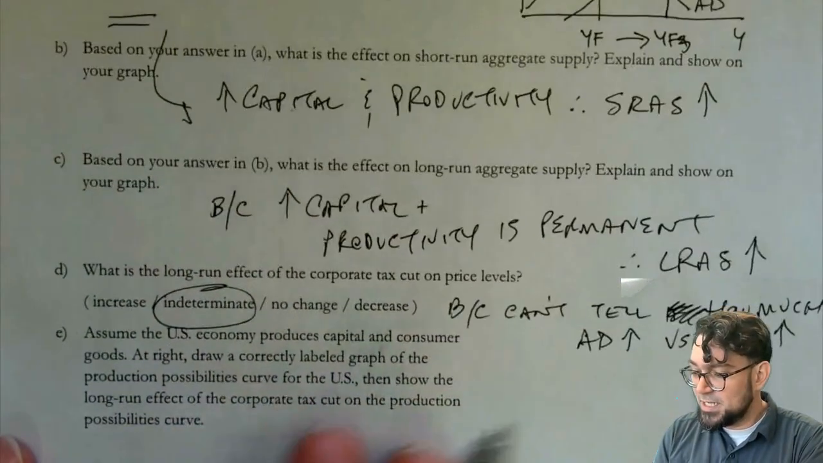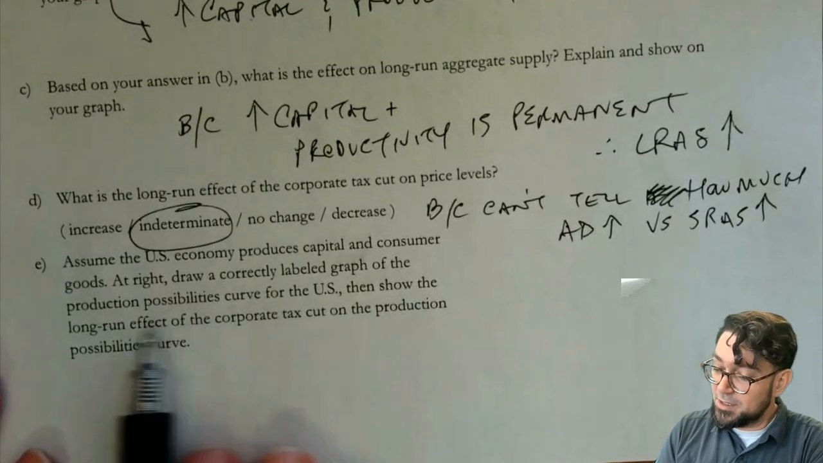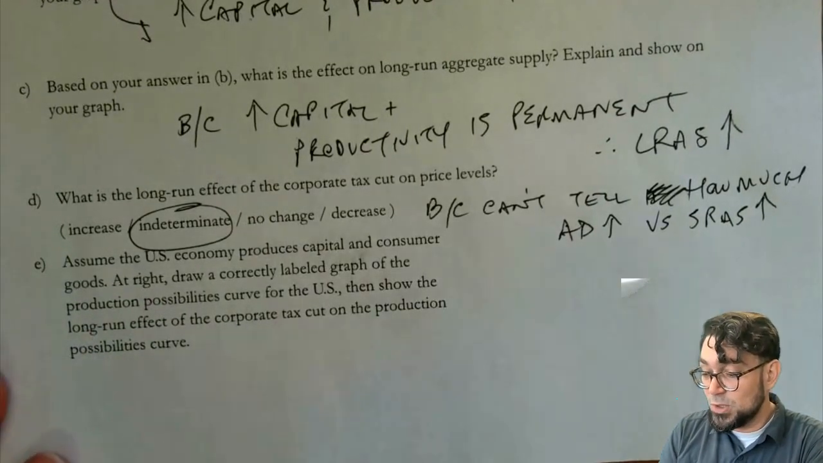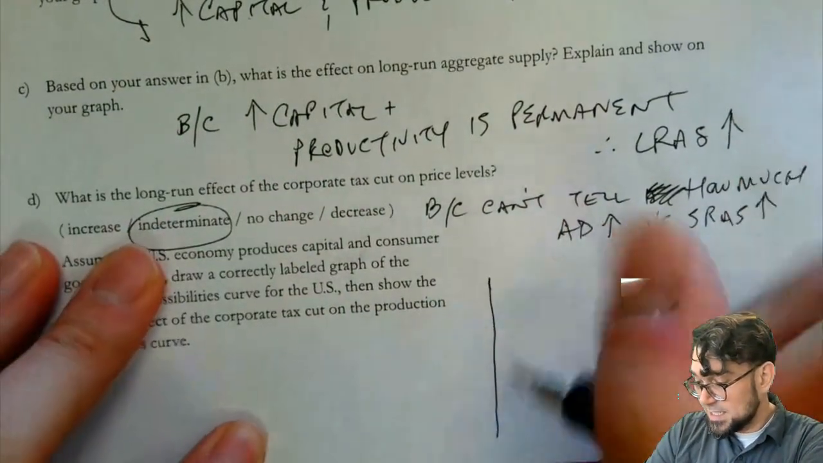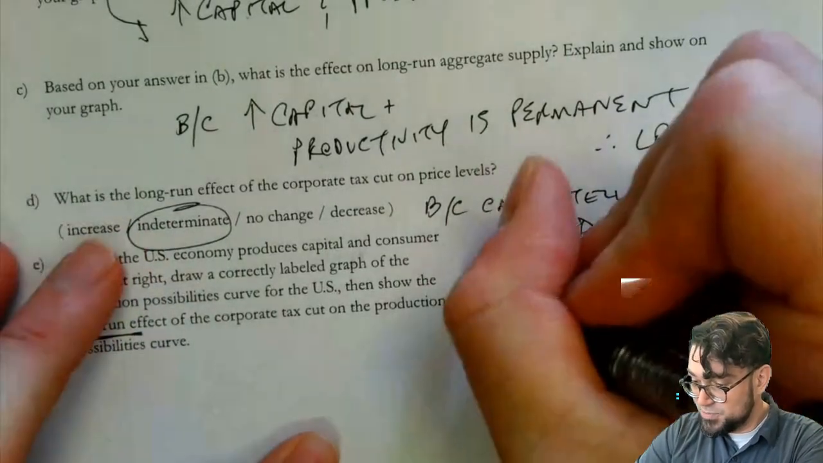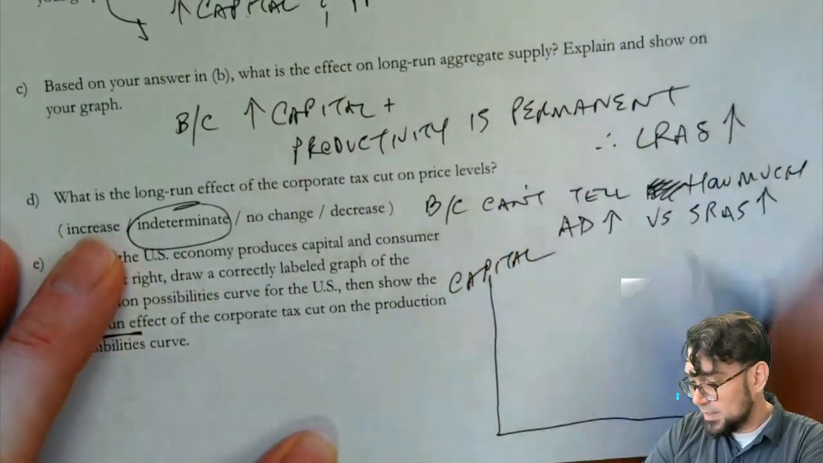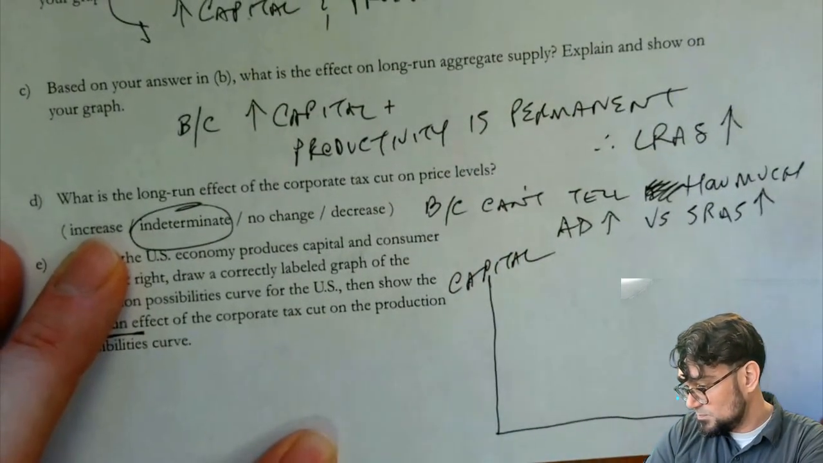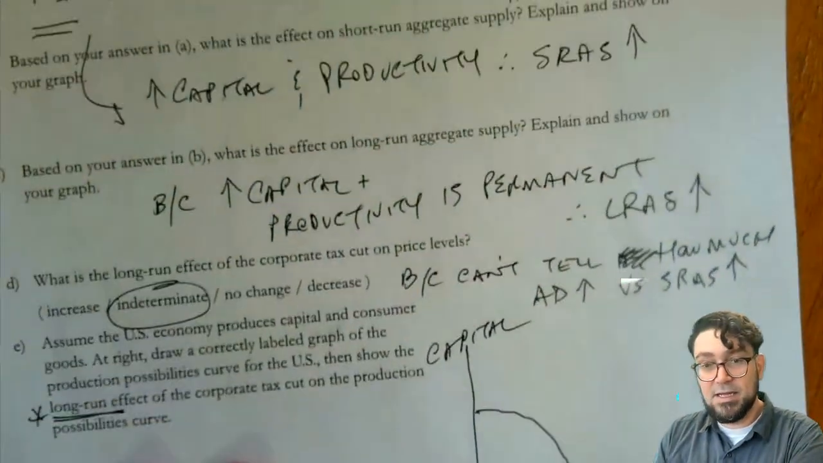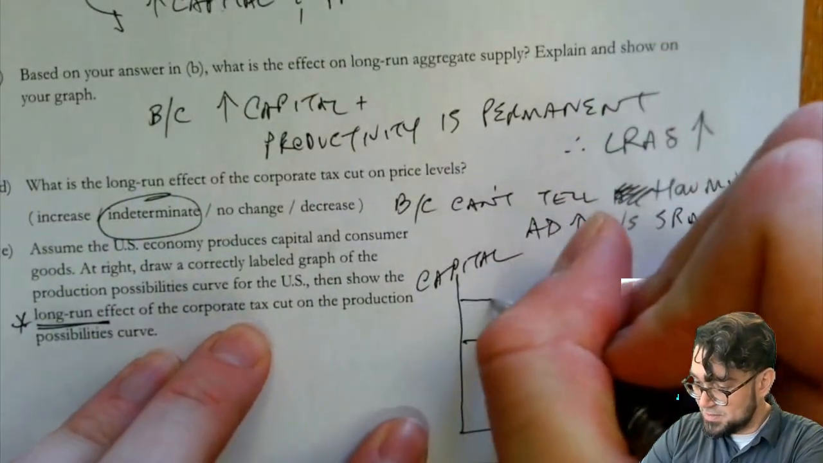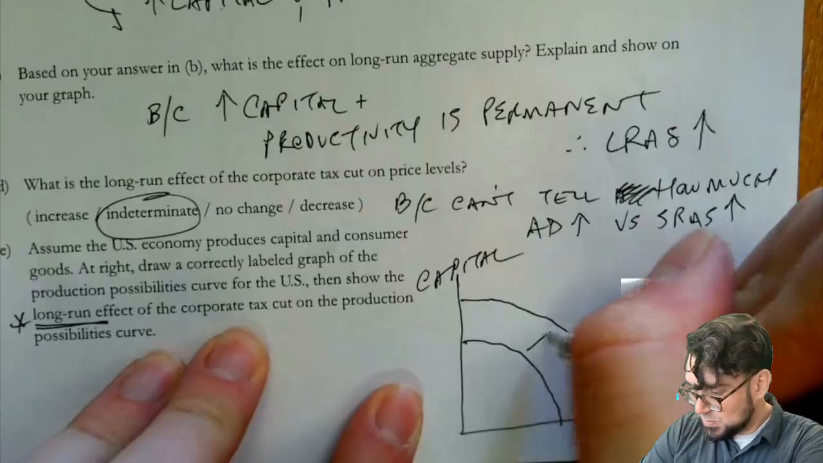Part E, assume the U.S. economy produces capital and consumer goods. Draw a collective graph of the production possibilities curve, then show the long run effect, and that's going to be key here, of that corporate tax cut. And so it does tell us they produce capital and consumer, right? And we were here, right? And now the long run effect that they're asking us to show is growth.